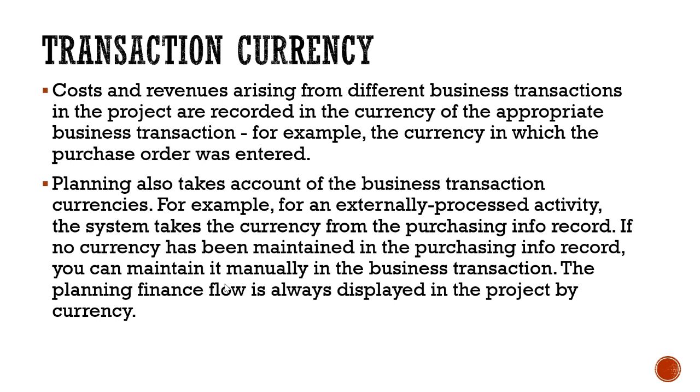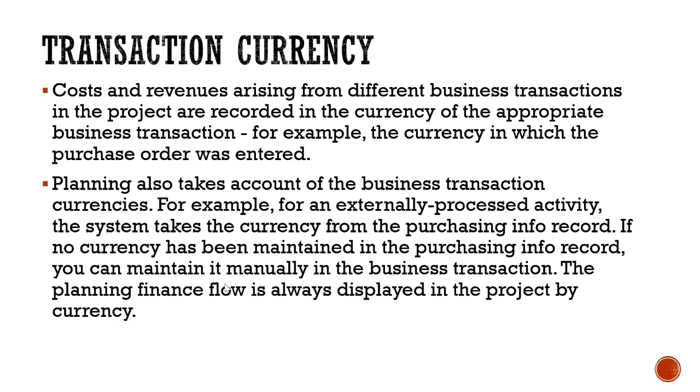For example, if there is no currency maintained in the purchase info record, what will you do? I'll just maintain it manually in that procurement order, which I can say is the purchase order. So, like this, in planning also, the finance flow is always displayed in the project by currency. In this way, the transaction currency varies. It does not always come from a particular record, config, or master data. Sometimes it is required to be maintained manually also.